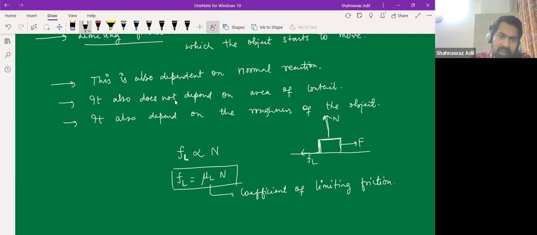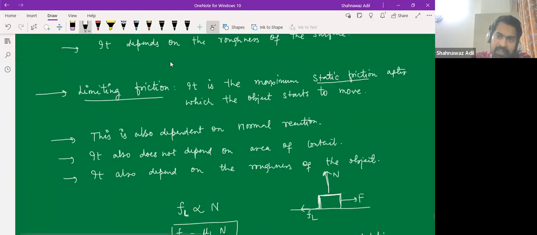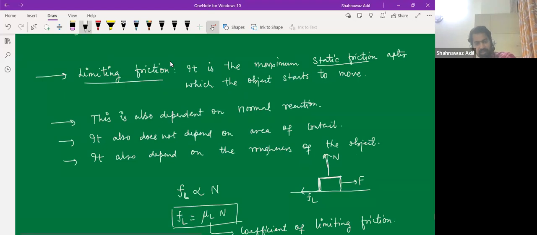Okay, so you guys note down this part because the static part we did. You guys please note down this limiting friction. In limiting friction, the last point, it also depends on the roughness of the object. Is it object or surface? Oh, so roughness of the surface and the object as well. So let's say that the object is rough, right? So we can also write that surface. Surface meaning both the surfaces, right? It is a relative thing. So if both the surfaces are rough, then it will have a greater amount of limiting friction, right?